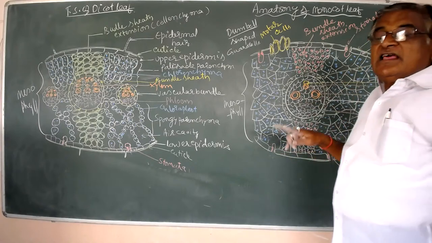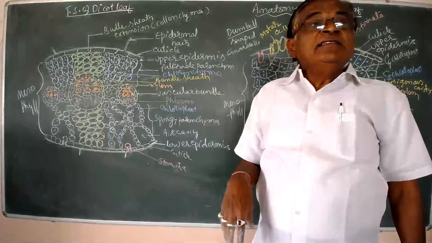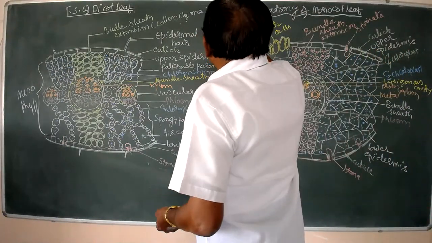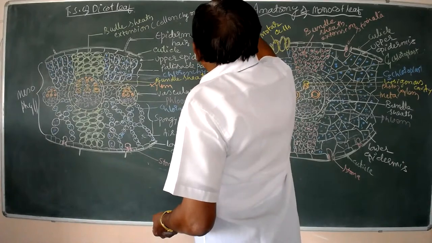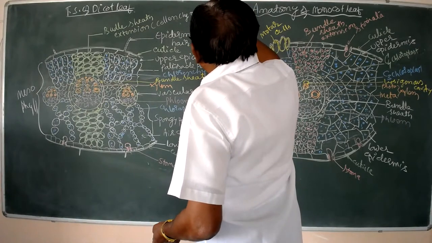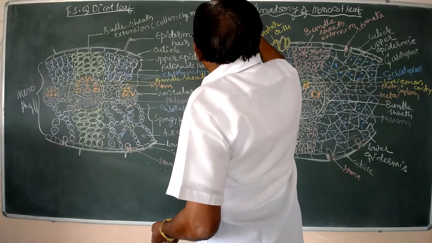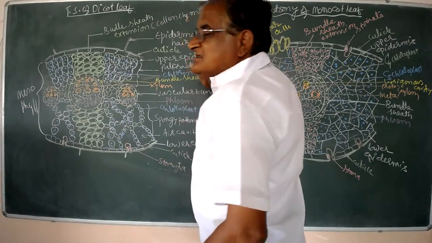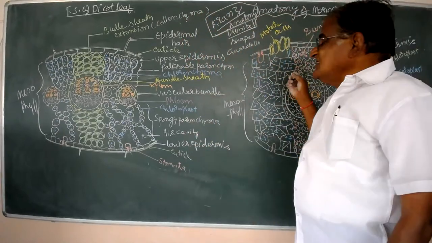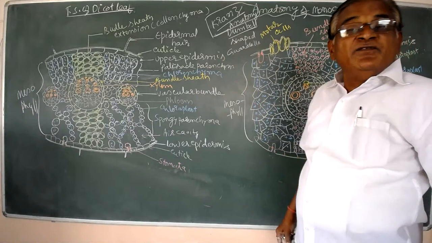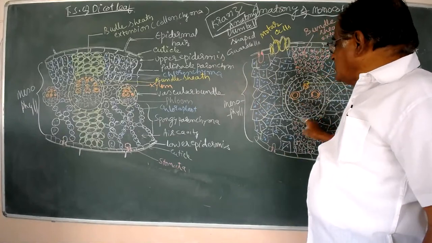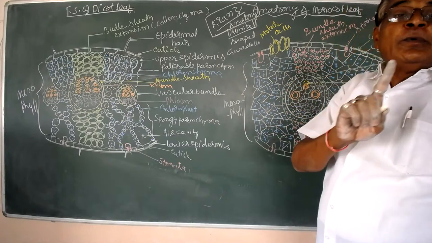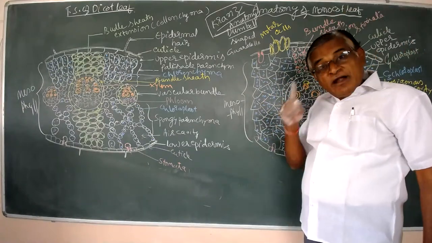So for that reason, there are two types of chloroplast we find. That is called dimorphic chloroplast. That is called Kranz anatomy. It is Kranz anatomy because of the two types of chloroplast. This C3 and C4 cycle we will discuss in the physiology of photosynthesis. One is the C3 chloroplast, the other is the C4 chloroplast, which is restricted to the bundle sheath.